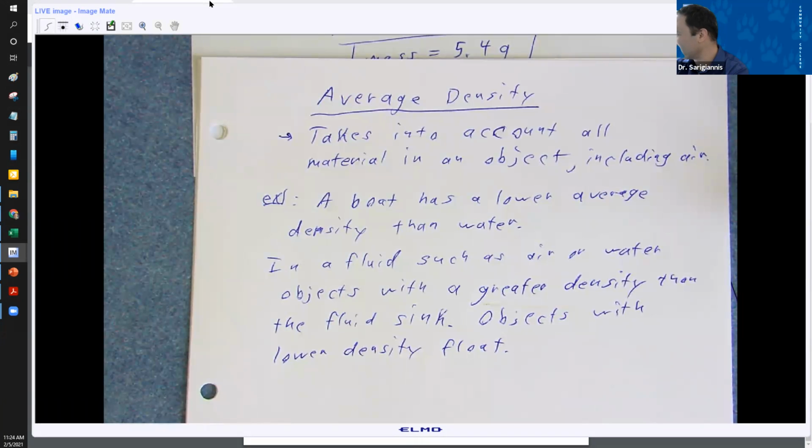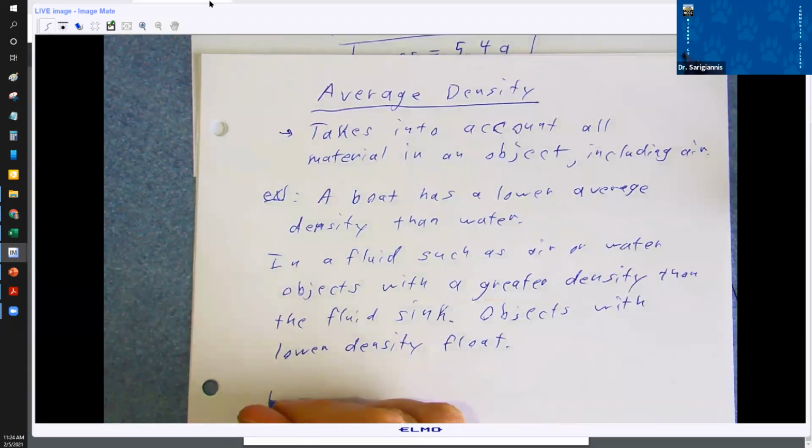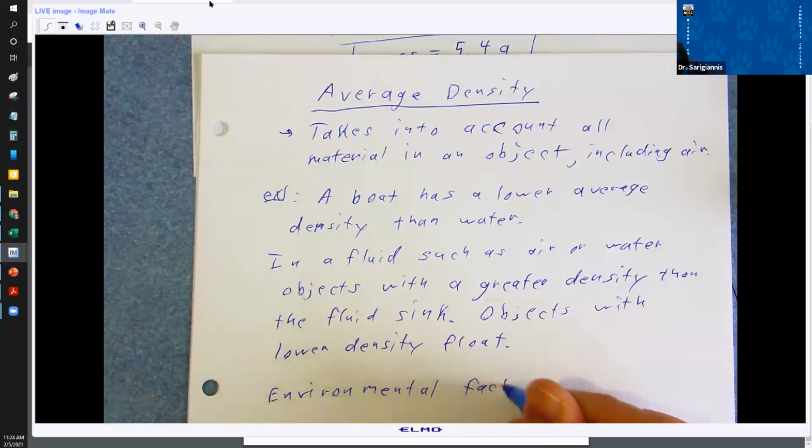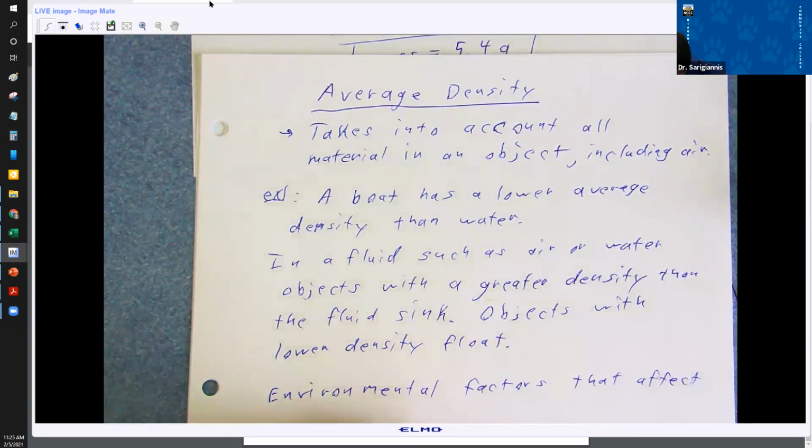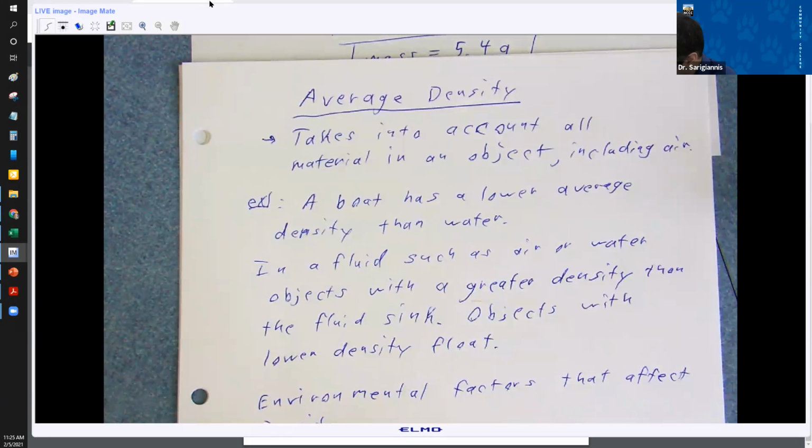Okay, so this is density and average density. Now, there are some factors in the environment that can affect density, right? So let's talk about that. Environmental factors that affect density. Let me just rewrite the formula here.